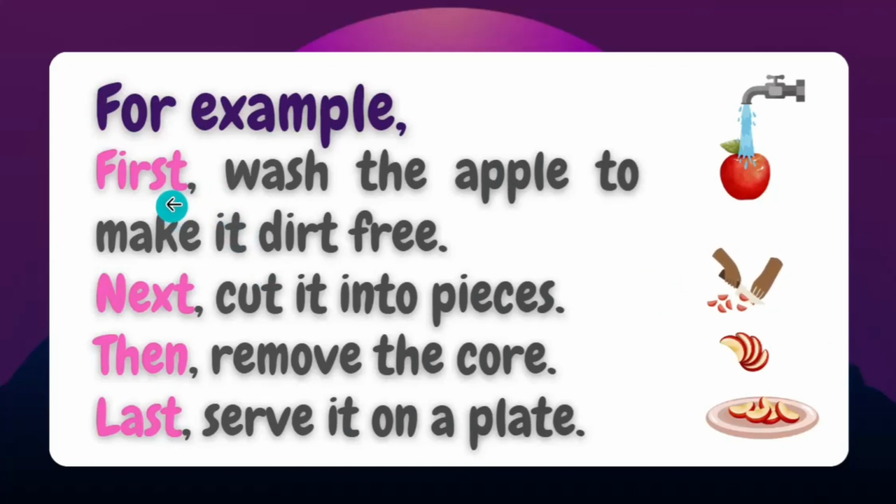For example, first, wash the apple to make it dirt free. Next, cut it into pieces. Then, remove the core. Last, serve it on a plate. So, this is how you guide your reader what the next step is, how you are going forward. This is such a basic piece of writing, but as their level advances, they will learn how to use some other transition words too, like moreover, furthermore, in addition to, finally, gradually, and many more.